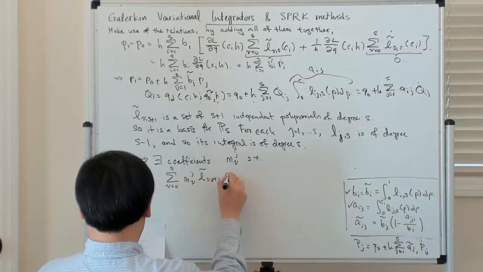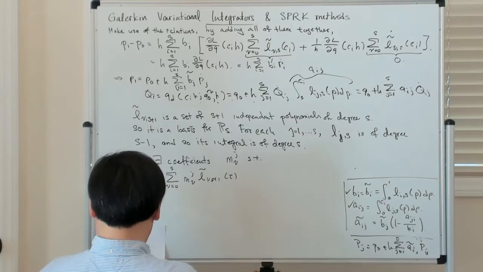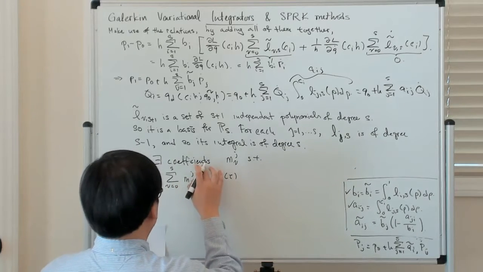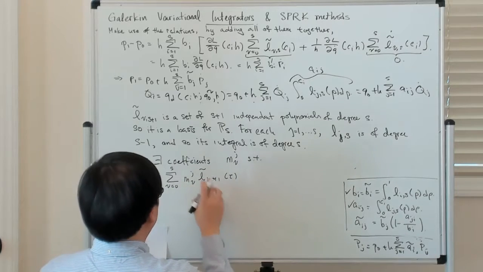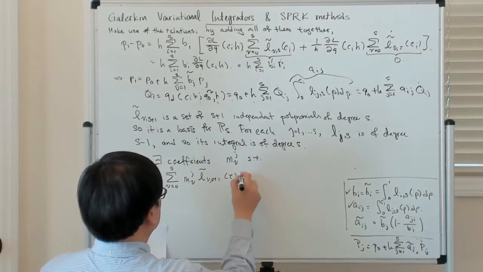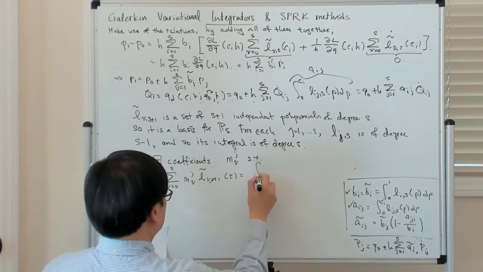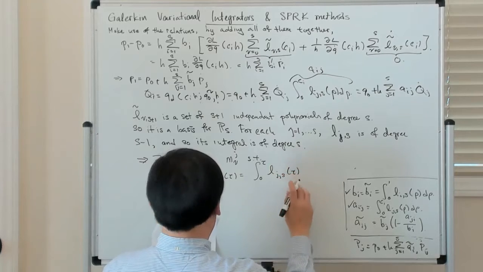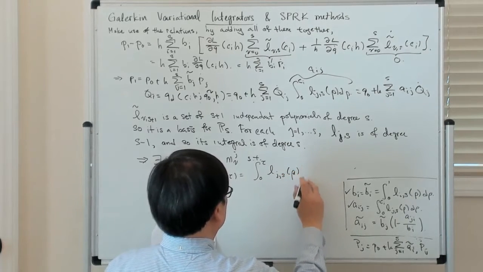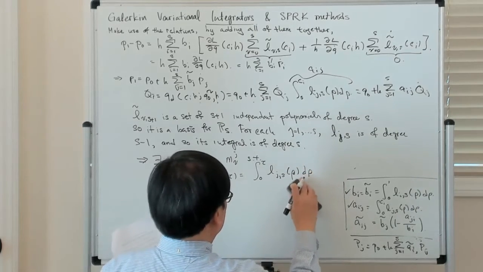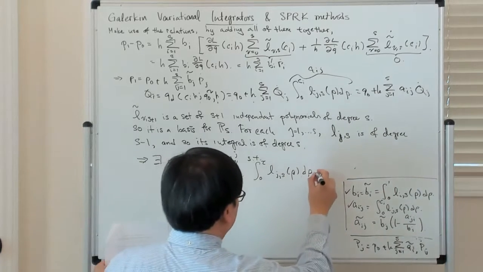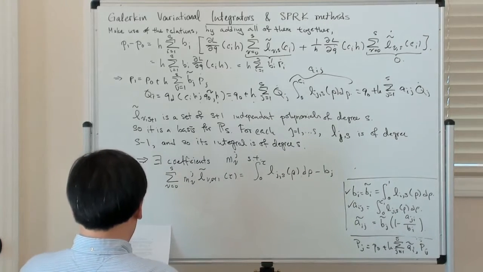New s plus 1 tau. Okay, so some linear combination of these basis functions is equal to the integral from 0 to tau of the Lagrange polynomials L_j^s(tau) rho d rho. And then I can put a minus b_j there, right?